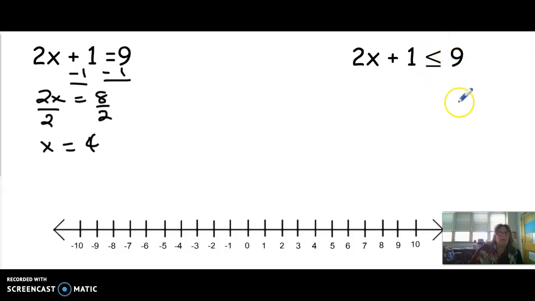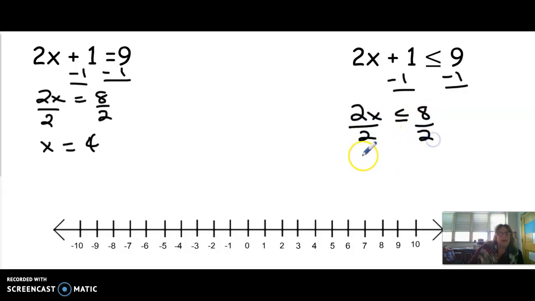Remember, if it's pointing to the left, it's a less than problem. We would pretty much solve it the same way. We're going to subtract 1 from both sides, so we get 2x is less than or equal to 8. We divide by 2, and we get x is less than or equal to 4.